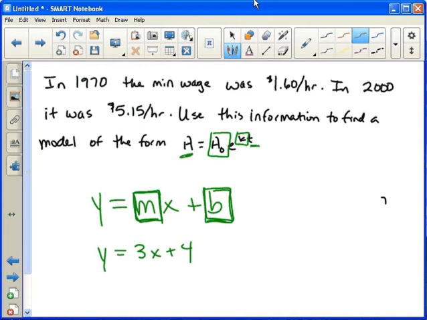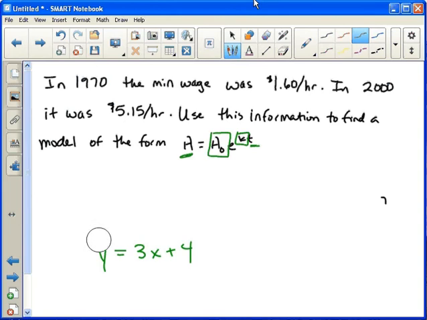Again, you don't have to find the variables. So for the straight line, you don't need y and x. Just like in the one we're about to work on, you don't need A and you don't need t. You need the constants, which would be A naught and k. So let's go back and look at what they tell us.